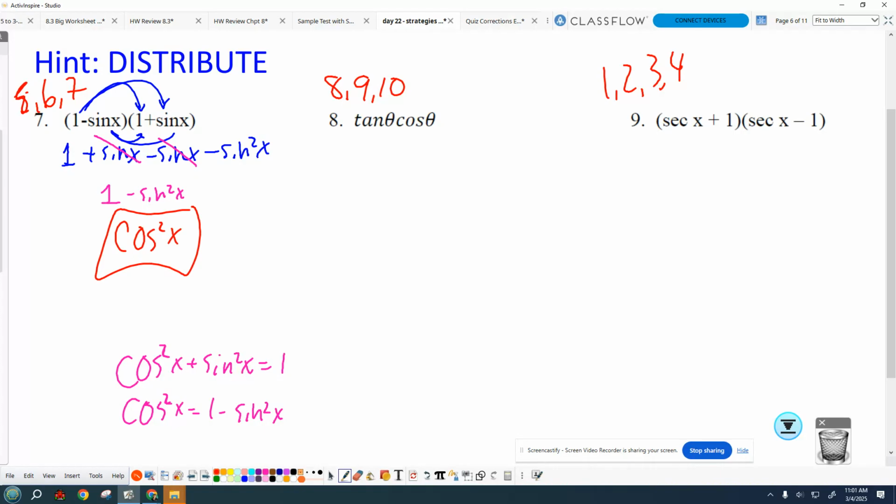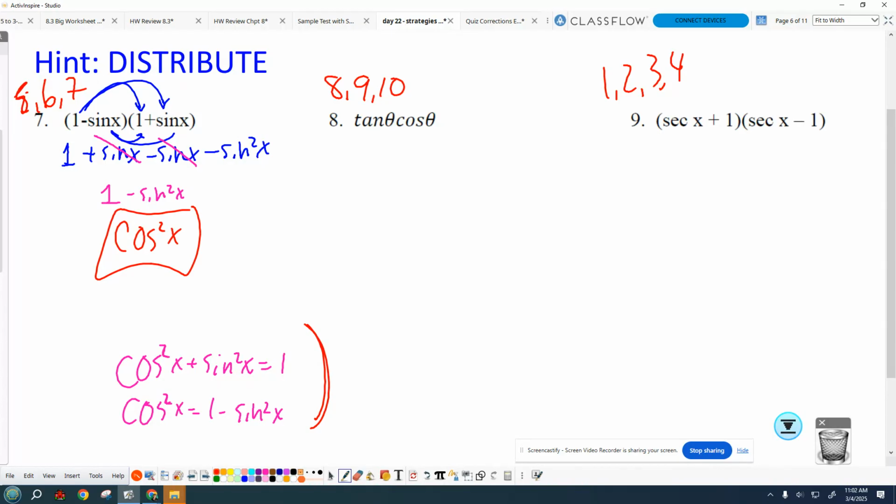Okay, so the first one: first times first, outside times outside, inside times inside, last times last. The inside stuff cancels out, positive sin x and negative sin x go away. Then we get 1 minus sine squared x, and we have to look at the Pythagorean identity that has the sine squared in it. 1 minus sine squared equals cosine squared, done.